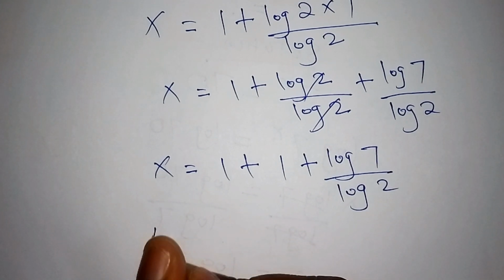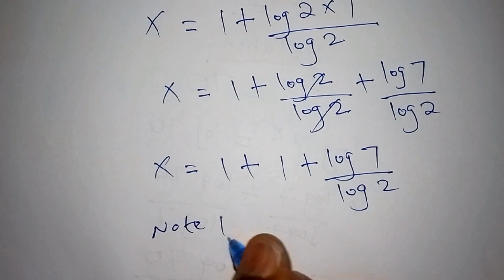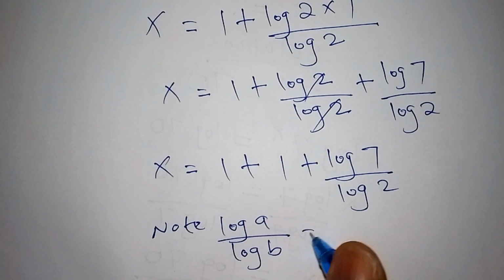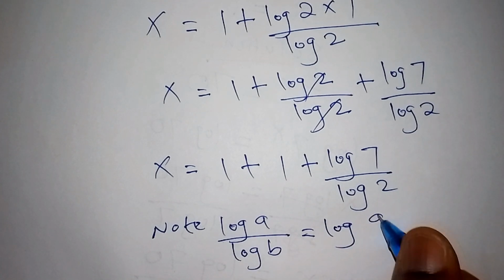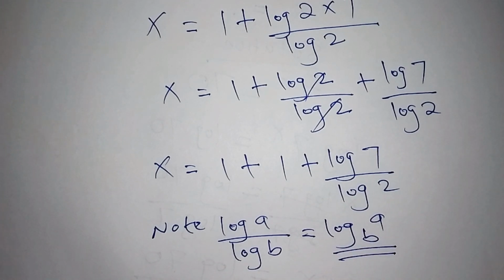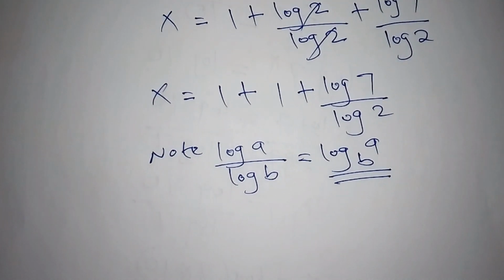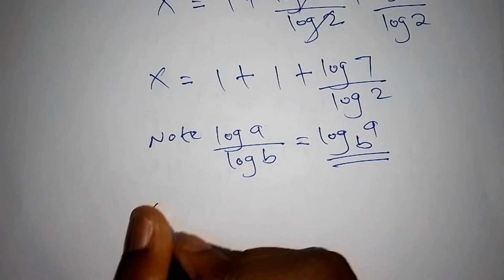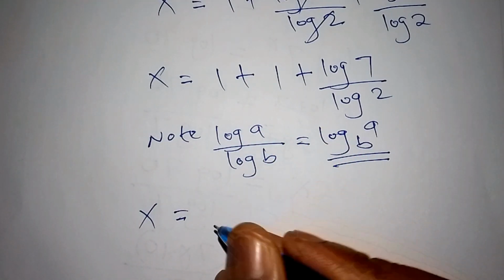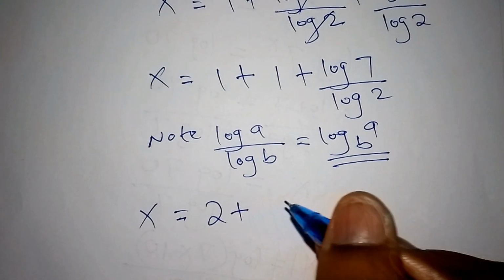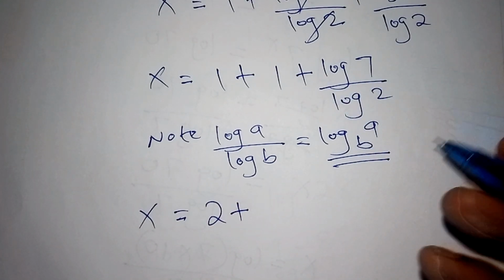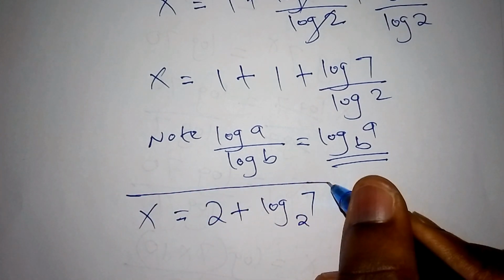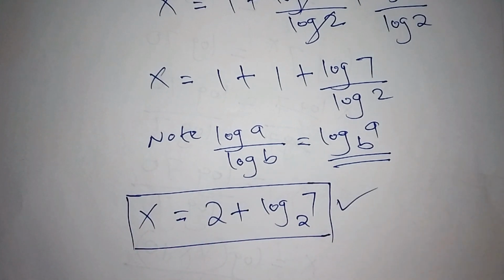So note that when you have the log of a all over the log of b, this one can also be written as the log of a to base b. So once you've noted that, we shall use this formula here to write down this problem. Now our x is equal to, so 1 plus 1 we shall have 2, then 2 plus, so here now we shall have the log of 7 to the base of 2. Then this one now shall be our value for x.